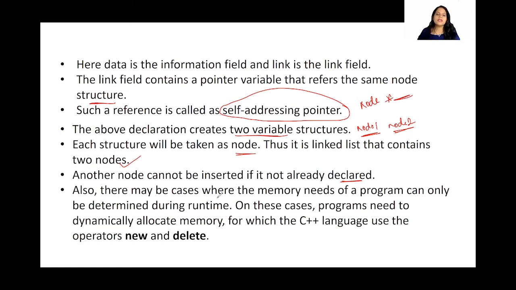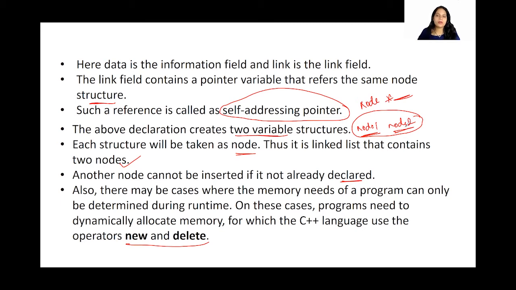Also, there may be cases where the memory needs of a program can only be determined during the runtime. In these cases, the program needs to dynamically allocate memory, for which the C++ language uses the operators new and delete. Now, what is the meaning of this? In the previous slide, whatever we see, the declaring of node 1 and node 2, here we are declaring them statically, as in we are saying we want two nodes.